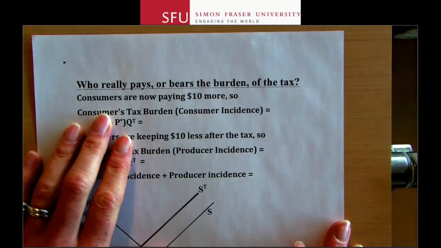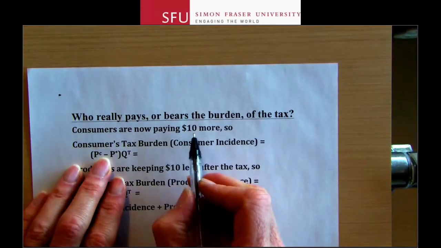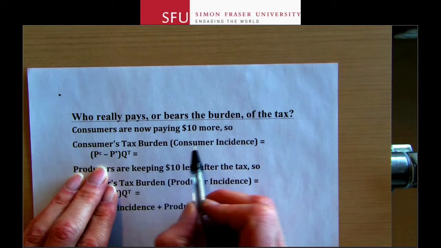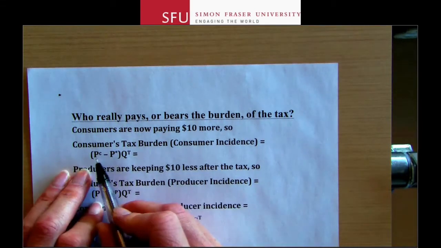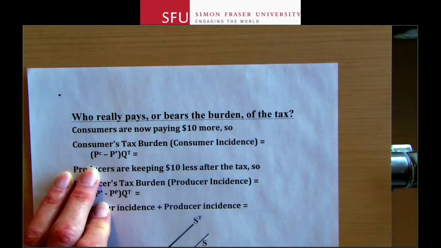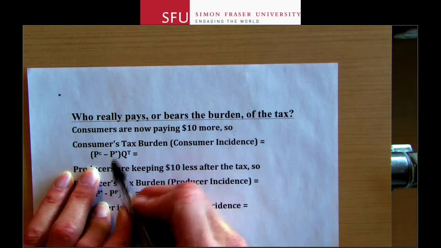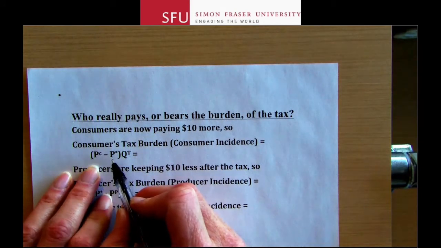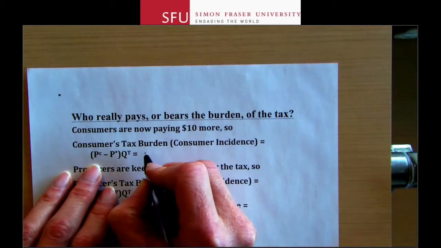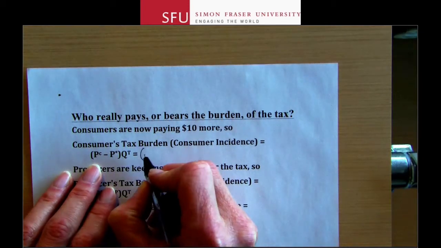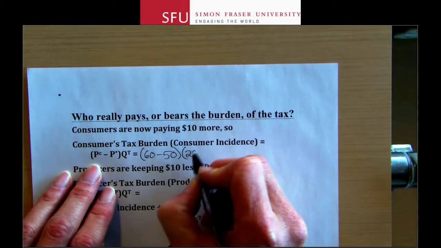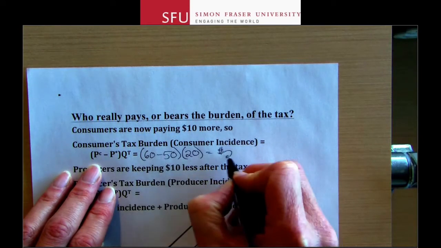All right, so consumers are now paying $10 more. So we have a consumer's tax burden or consumer tax incidence, which is how much more they're paying. So the consumer price now is 60, and the price they used to pay was only 50, so they're now paying $10 more, and then to get the total, so I'll put, so 60 minus 50, and then now the total number of shoes they're buying is 20, so that means they're paying a total of $200.